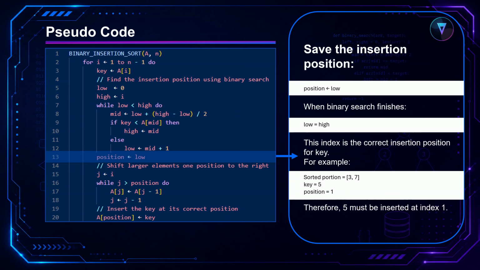What if the key and the middle element are equal? In that case, the new key is placed after the existing equal element. This preserves the original order of equal elements and makes the sorting process stable.